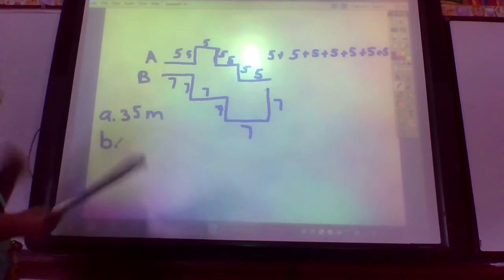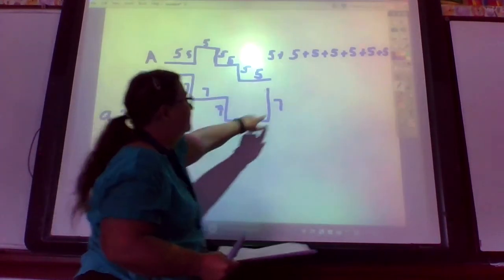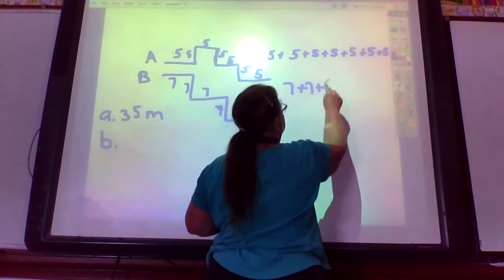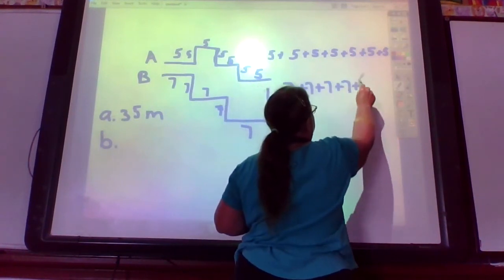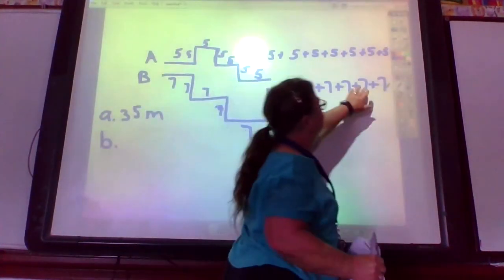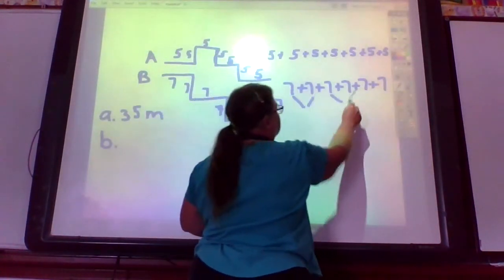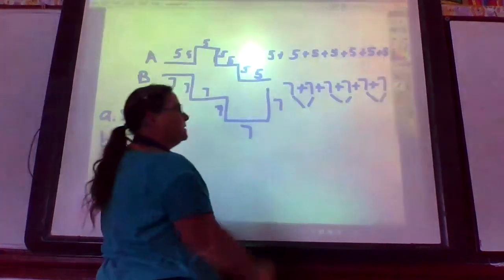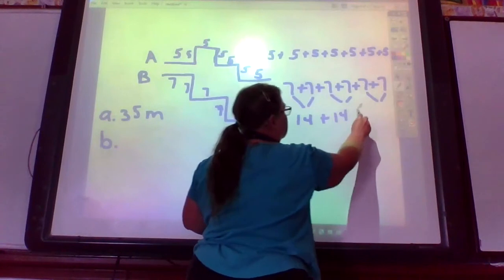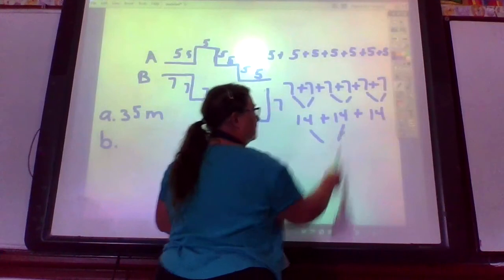Question B says, well, how many meters is Route B? We have the sevens. 1, 2, 3, 4, 5, 6. So let's add them. 7 + 7 + 7 + 7 + 7 + 7. We have 6 sevens. Okay, well, let's do this. These two, 7 + 7 is 14. 7 + 7 is 14. 7 + 7 is 14. Let's do these two. Okay?